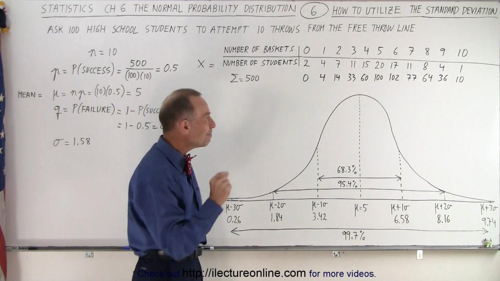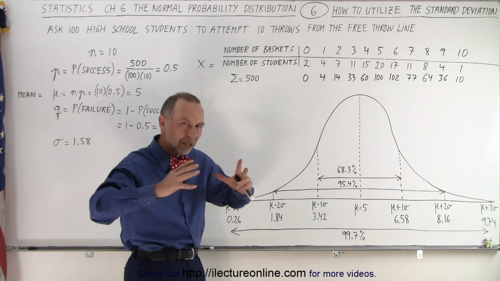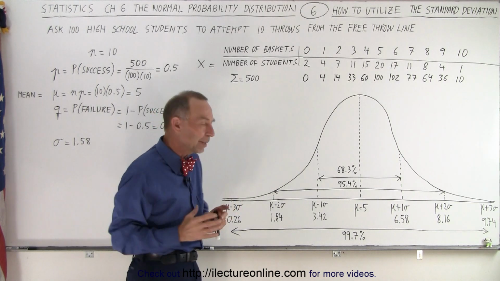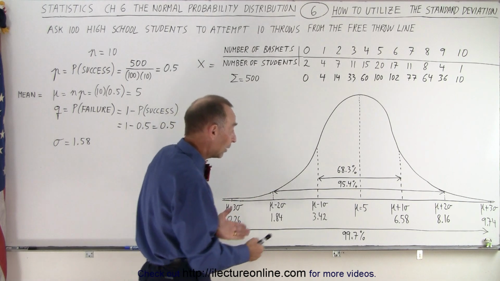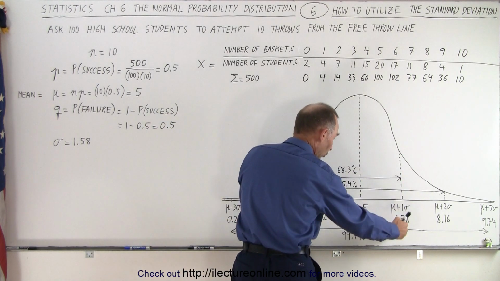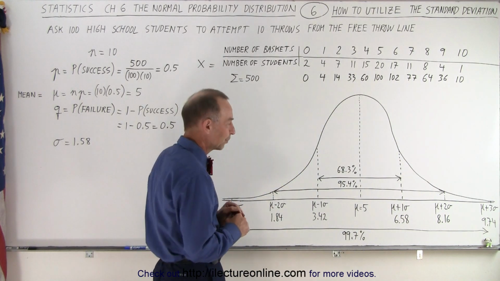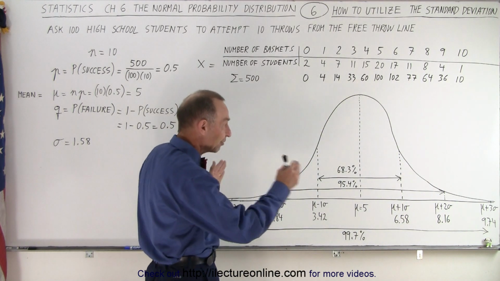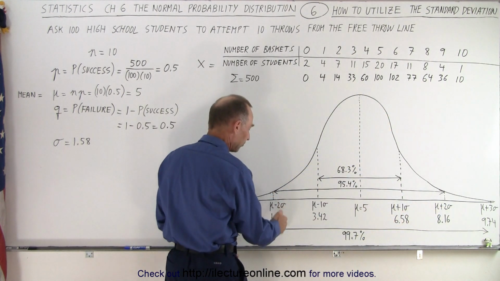And that's the key meaning of the standard deviation. It tells us something about the distribution of the probabilities, how many we can expect. So we can expect that 2/3 of all the students will score between these two numbers of baskets, plus or minus 1 sigma. If we then carry it a little bit farther, we add 2 sigma to the mean and we subtract 2 sigma from the mean.